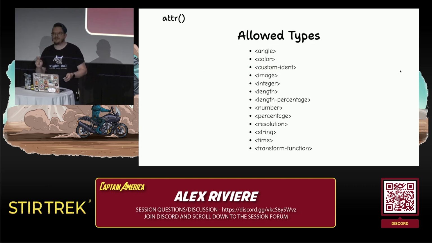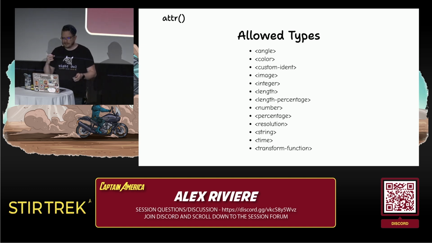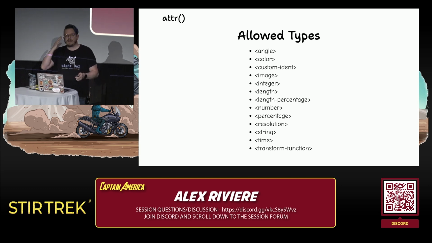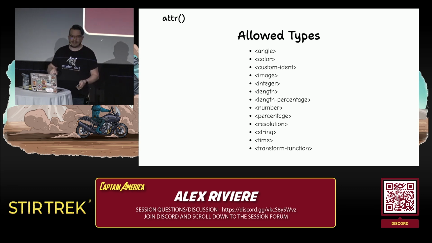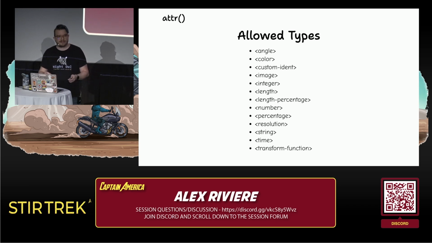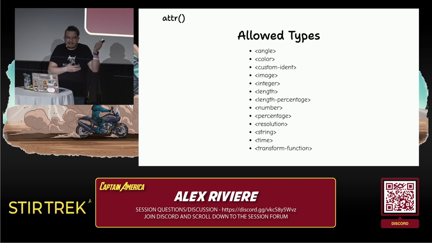The allowed types that you can use in the type function are angle, color, custom identity, image, integer. There's a whole bunch of number ones and transform function stuff. One notable exception from this list is URLs. You cannot use a URL. You will not be able to do images this way. I am telling you all that now. I have tried desperately to make it work and hack it in somehow. It doesn't work. So this is still very useful in very limited contexts when you're like, I have a thing that's on the thing already. Why can't I just use that in the CSS?